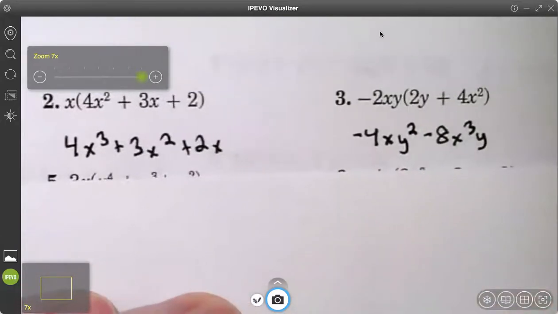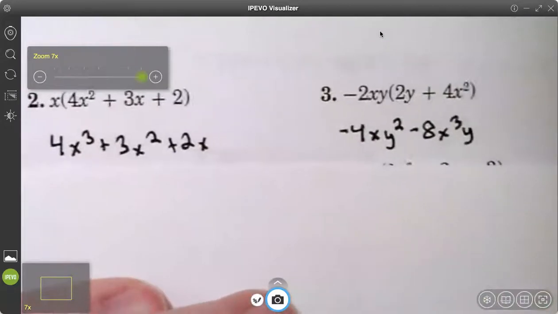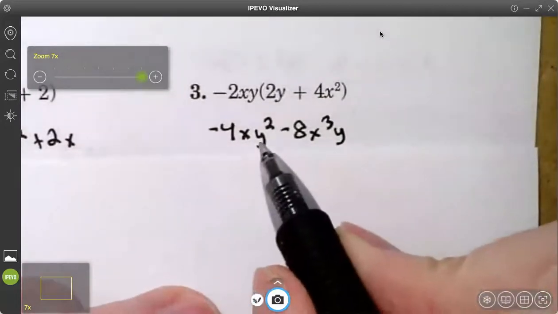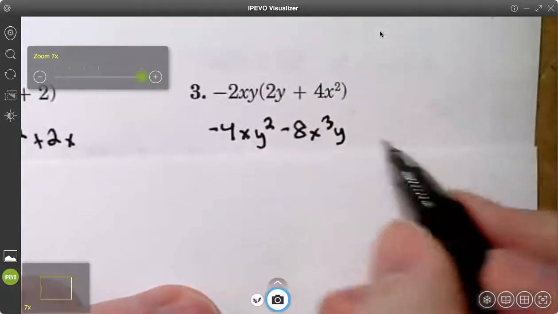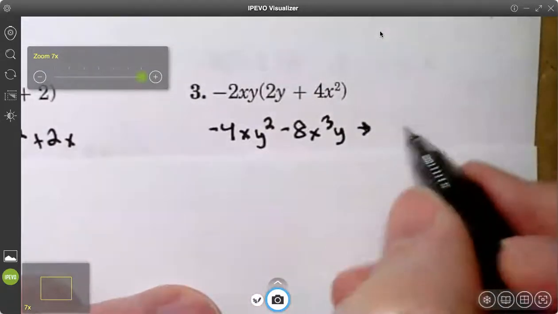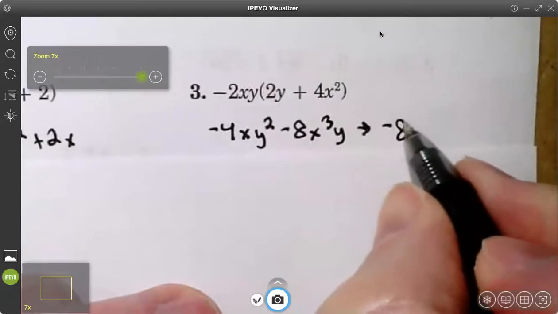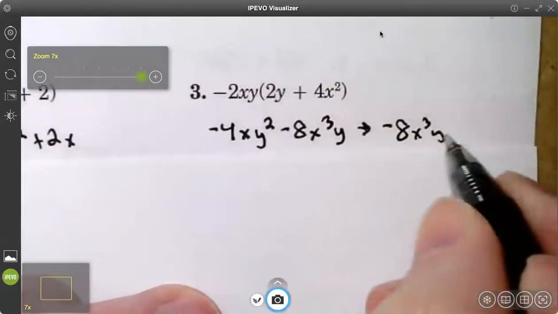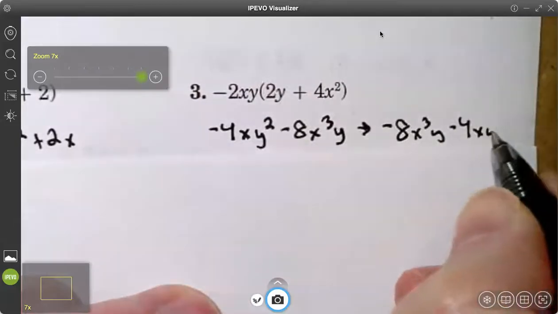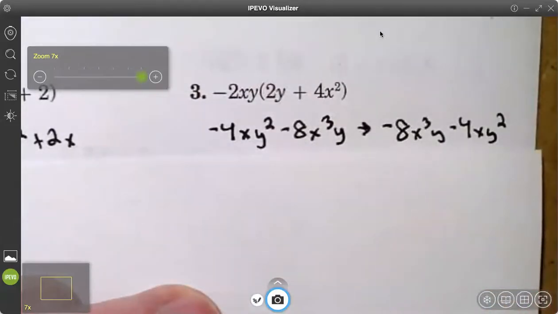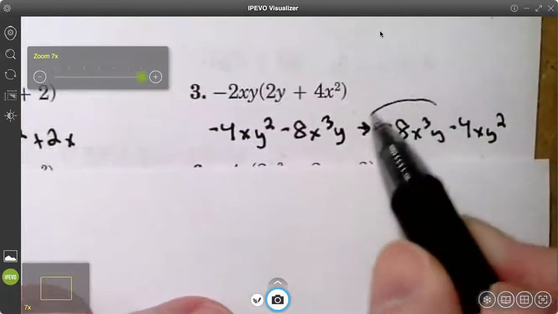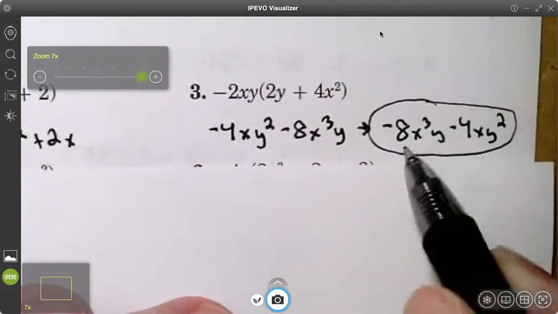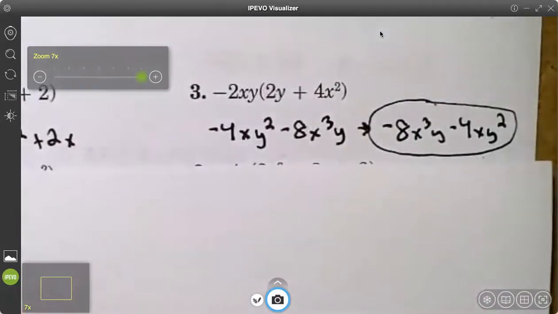Now I started to distribute to this one first because I knew I'd have to rewrite it, because my degree of the first term is 3, my degree of the second term is 4. So to put that in standard form, it should be negative 8x cubed y, and then negative 4xy squared. You have a binomial with a degree of 4 and a leading coefficient of negative 8.